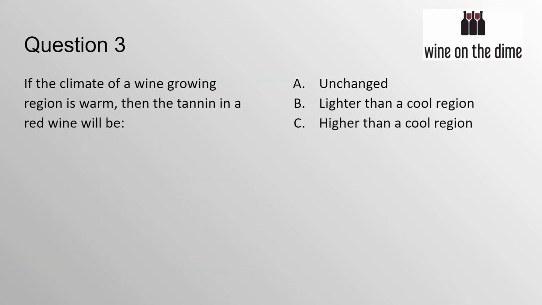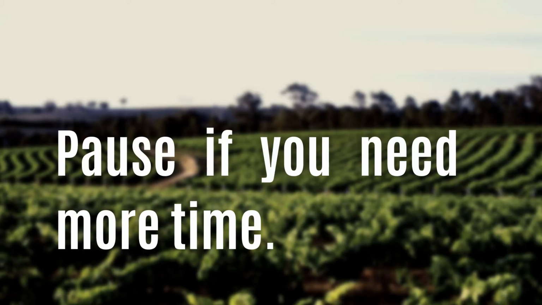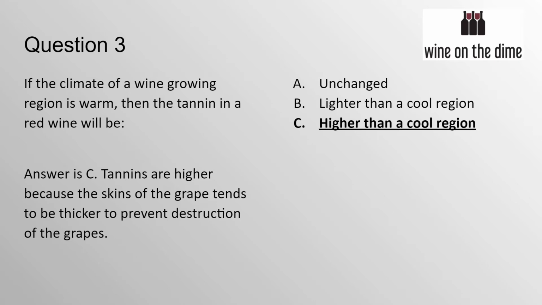Question 3. If the climate of a wine-growing region is warm, then the tannin in a red wine will be A. Unchanged, B. Lighter than a cool region, C. Higher than a cool region. The answer is C. Tannins are higher because the skins of the grapes tend to be thicker to prevent destruction of the grapes from the temperature.